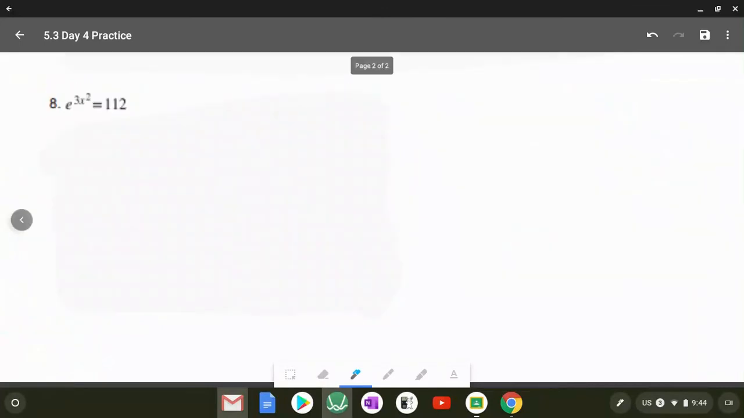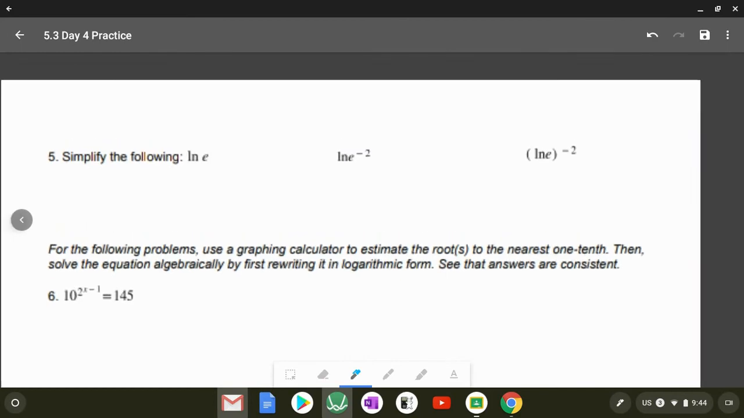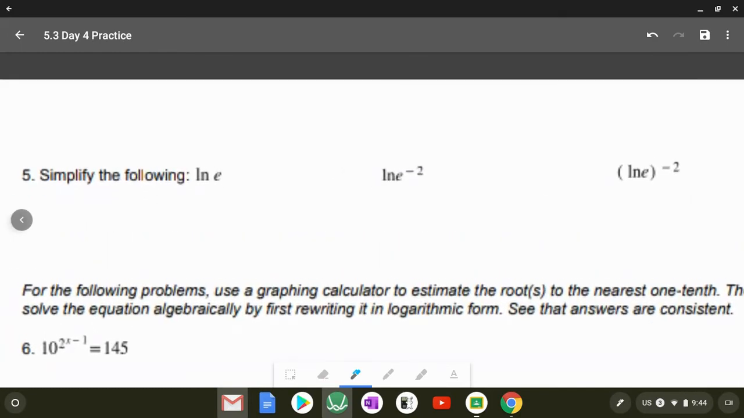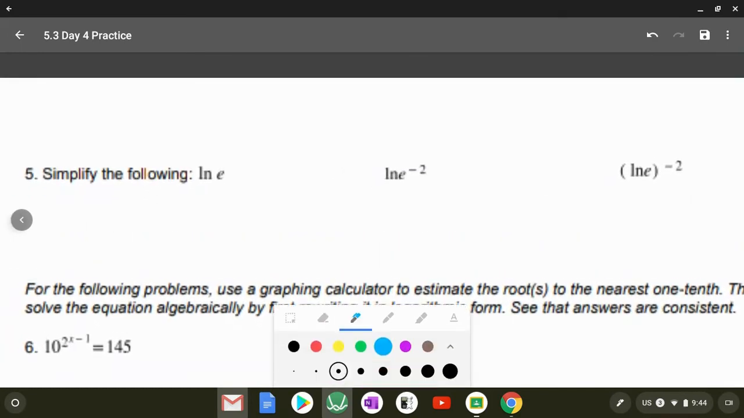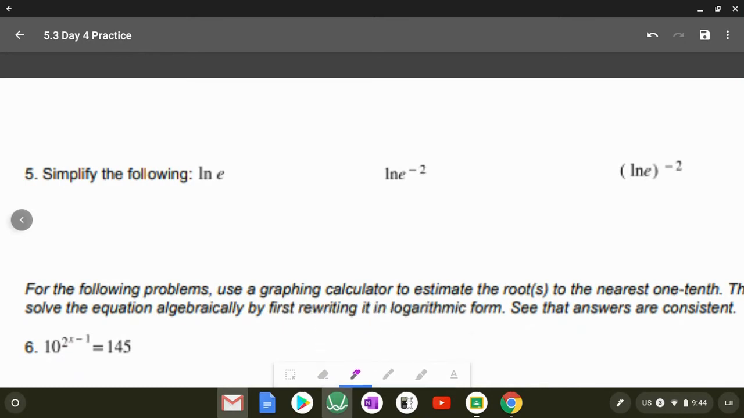If you take a look on the back, we look up top. It says simplify the following. If you want, you can pause the video and try these ones on your own. It's going to be very similar to the ones that we did on the front, those 3 evaluating the expressions. For these ones, we're just simplifying, but otherwise we're just going to kind of go through these.